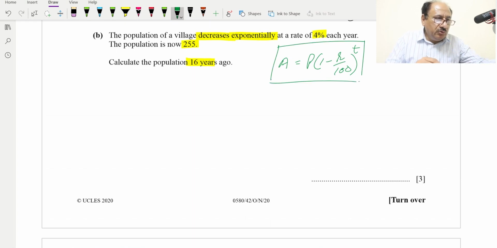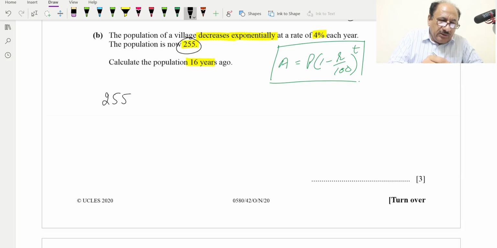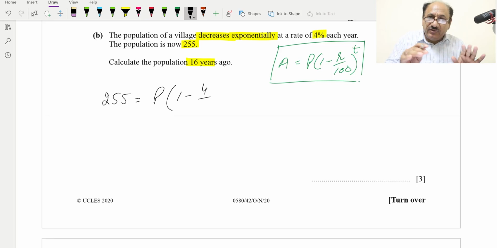Now we can use the same formula, and 255 will be the final amount which they have already given us, and this will be equal to the principal amount which we have to calculate, times (1 - 4/100). See, in the formula it's minus. In case of decrease or depreciation or loss, we are just subtracting, using the negative sign. So this will be 4/100 raised to the power 16.